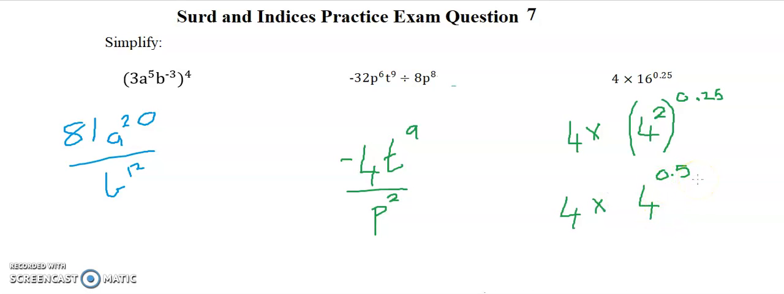I know straight away that 4 to the power of 0.5 or a half is the square root of 4. So 4 times the square root of 4. Square root of 4 is 2. 4 times 2 equals 8.